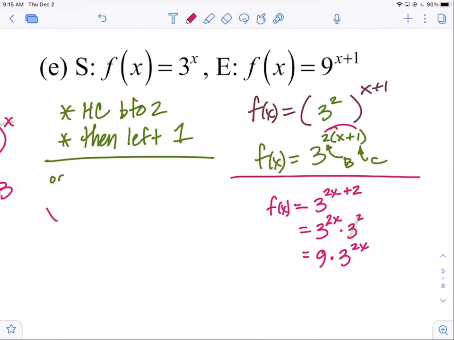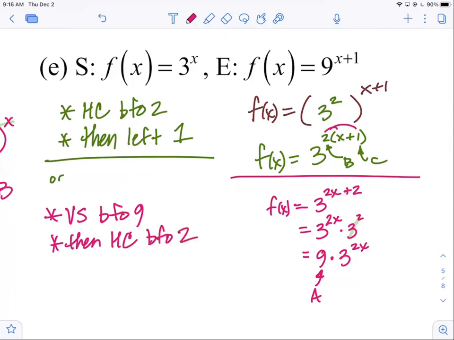So if I do these from left to right, what would the 9 be now? What letter? It's an A value. Good. So it's a vertical stretch by a factor of 9. Then a horizontal compression by a factor of 2. Okay, there you go.